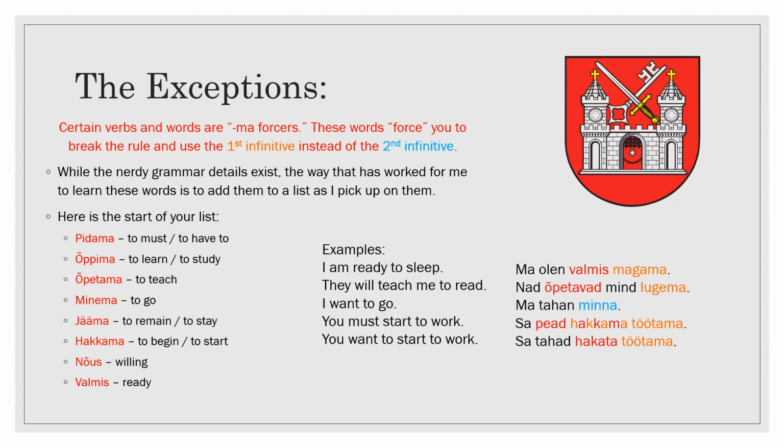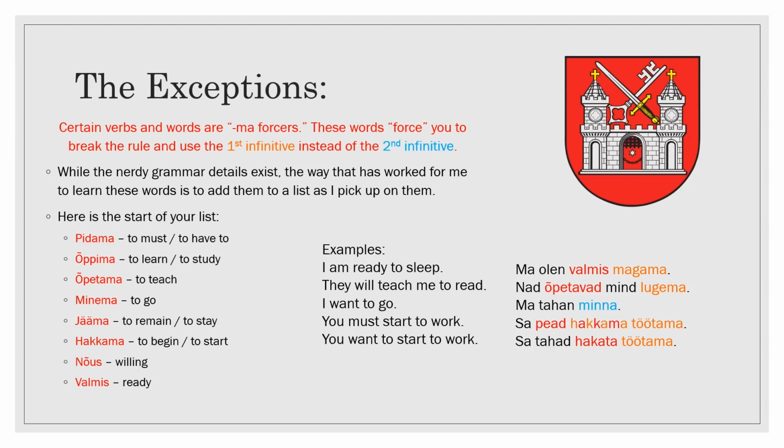Let's go over each one of these so that I can make sure you're really understanding this. This first one: I am ready to sleep. First verb in the sentence, to be, I am. So that's olema. We have that conjugated here, ma olen, valmis, and there's our red flag. There's our exception, valmis. To sleep. Normally we would use the second infinitive, which ends with da, magada. But because we have this valmis, it is forcing us to change to sleep into its MA infinitive, magama. That's the MA forcer there.